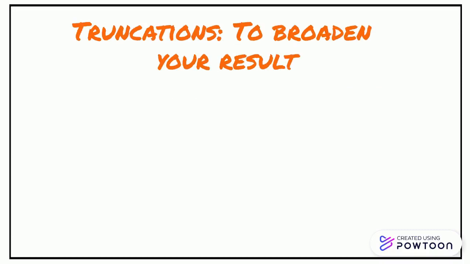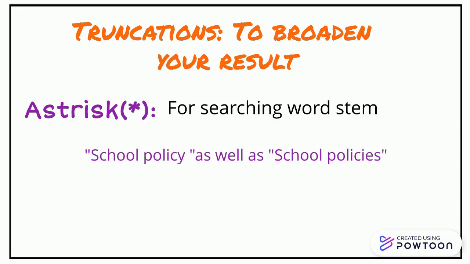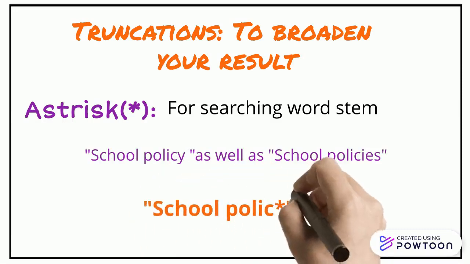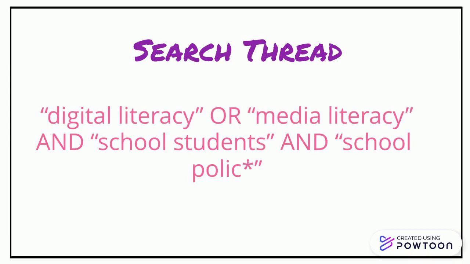You can also use truncations to broaden your research. Truncation means using the sign of asterisk for searching word stems. In our example, we want our search results to contain school policy as well as school policies, so we use it in this way. Now we are ready to search. After combining all of the above, we come up with this thread that we use to search in the database.